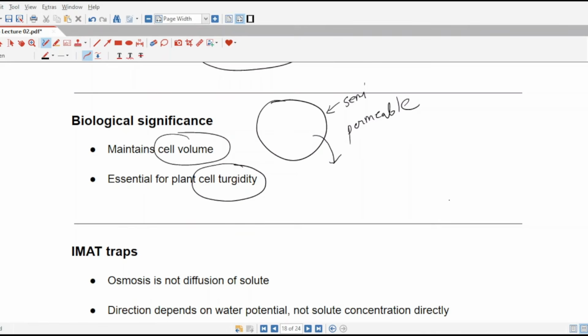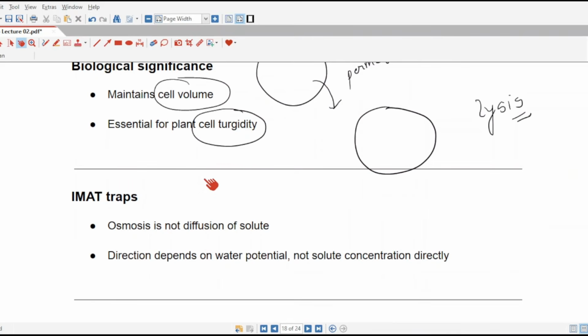Turgidity means the pressure inside the cell. If the turgidity is not maintained with the help of osmosis, the cell might get broken down, or the cell might go through the process of lysis. What are the IMAT traps? Osmosis is not diffusion of solute. Remember, osmosis is diffusion of water or fluid. And this direction depends on water potential, not the solute concentration directly. This is very, very important, right? It doesn't depend on solute concentration directly.